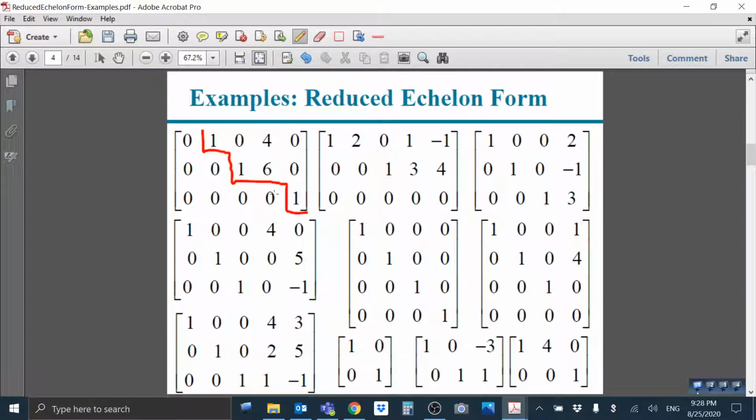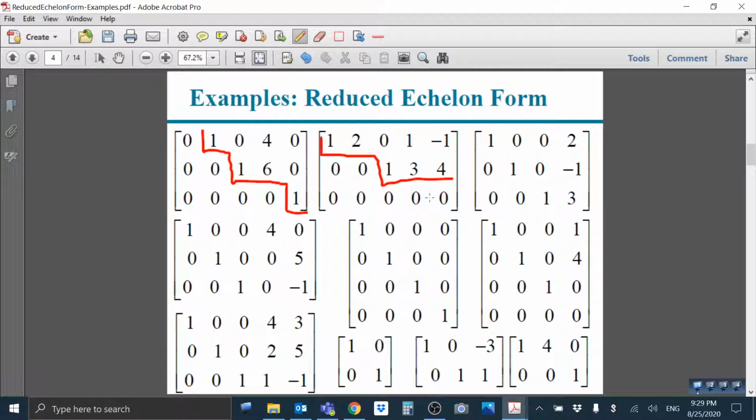Great. This leading 1, in his column, above him zeros, below him nothing. So that's all good. Well, this matrix satisfies all 5 conditions. So this matrix is in reduced echelon form. Great news. Next one. Leading entry, leading entry.